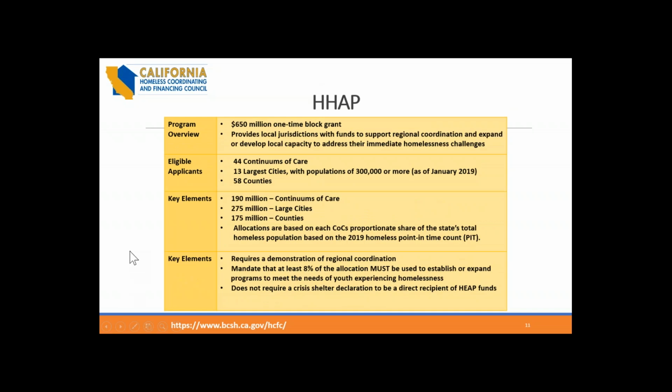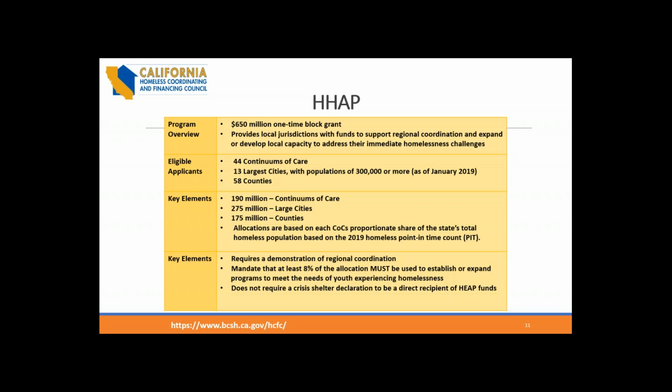The next slide will be on HAPP. This is a $650 million one-time block grant as well, and it provides local jurisdictions with funds to support regional coordination and expand or develop local capacity to address their immediate homelessness challenges. Some folks refer to this as HEAP 2.0. We try not to do that because there is still some conversation from advocacy groups that would like additional HEAP funds. So how I like to see it is it's an extension of HEAP with additional focus on regional coordination.